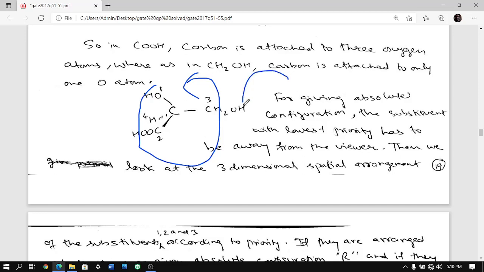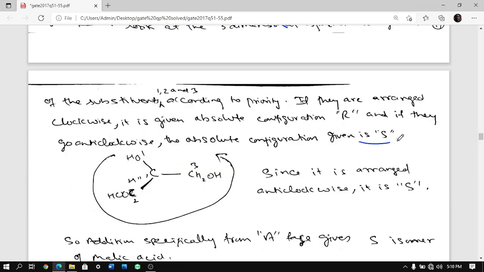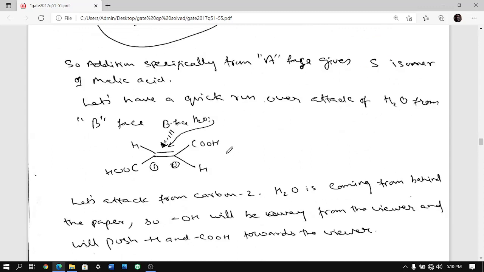If you can't remember, just remember how you write S, okay? We also write S like this, anti-clockwise. So this is anti-clockwise, so this is S. So when the attack happens from face A, you get the S stereoisomer, okay?